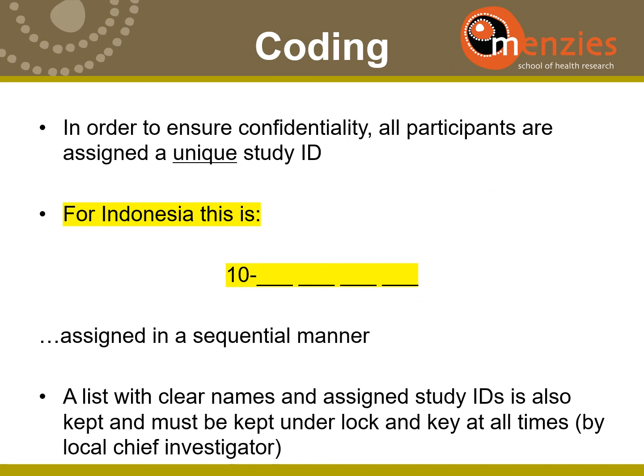To ensure confidentiality, the study will not work with clear names. Instead, each participant will be assigned a unique study ID number. For Laos, this study ID number starts with a 7 and is then followed by a 4-digit number in sequential manner. It is quite essential that each study ID is only assigned one time. If in doubt, it's no problem to skip a number. However, just make sure there's no duplicate study IDs.